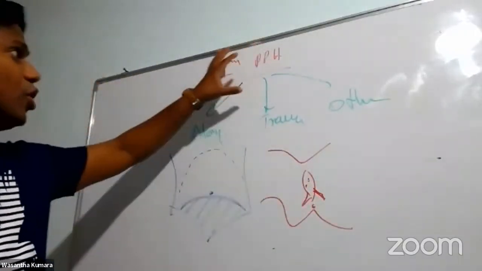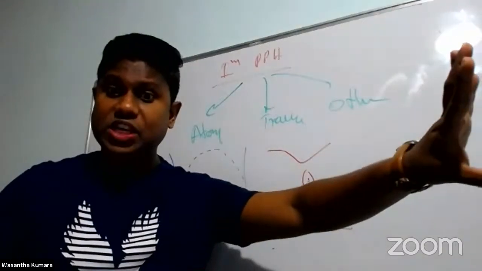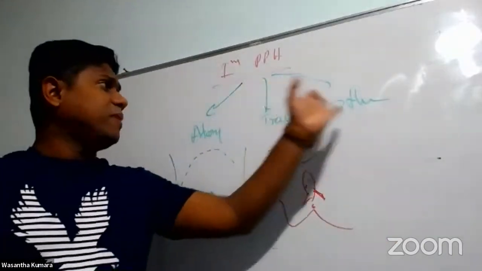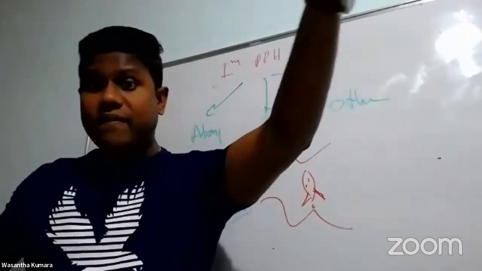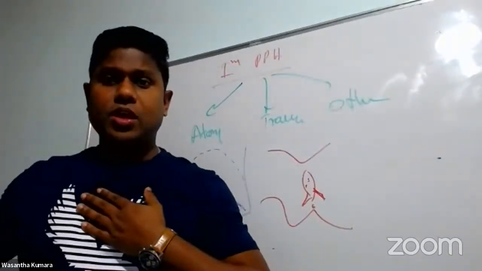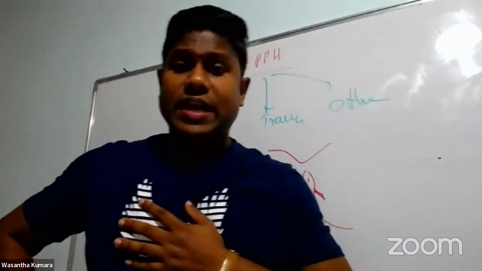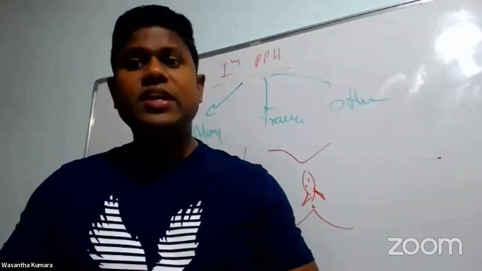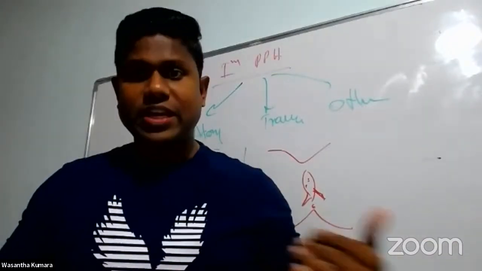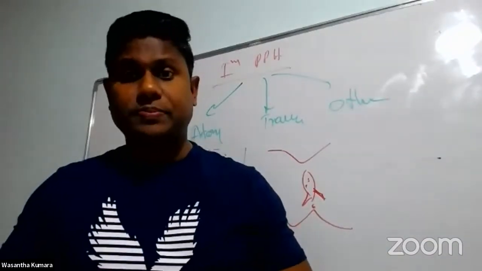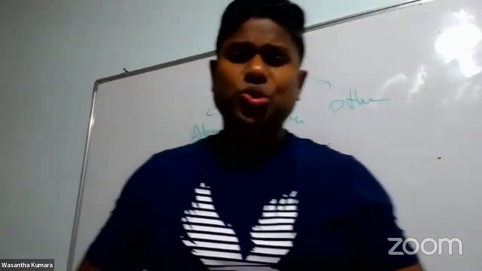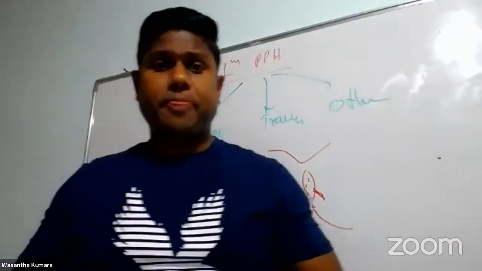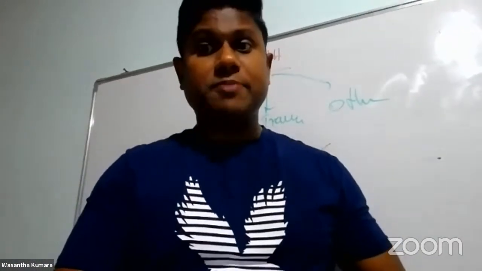So now you know what is PPH, what is the definition of PPH, what is primary PPH, what is secondary PPH. Secondary PPH means bleeding occurs after 24 hours up to 6 weeks postpartum period. What is the commonest reason for secondary PPH? Infections. Endometritis, endometrial infection is the commonest reason. That is not usually a real emergency, but it's also an emergency. Okay, the main emergency is primary PPH.